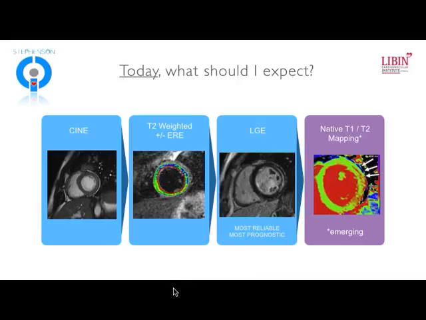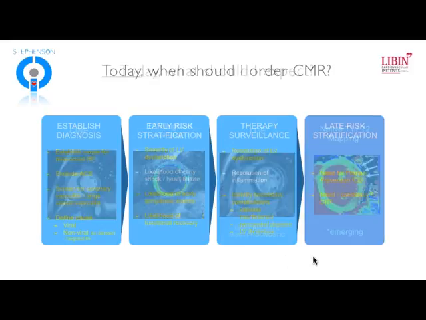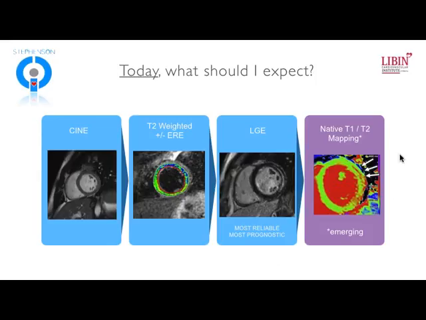But what we are seeing is a migration towards more quantitative imaging that has higher sensitivity and hopefully specificity as well, and that's with respect to doing native T1 and T2 mapping. I do think that late gadolinium enhancement is still considered to be the most reliable tool for detection of acute myocarditis, and certainly the only one with good prognostic information at this time.